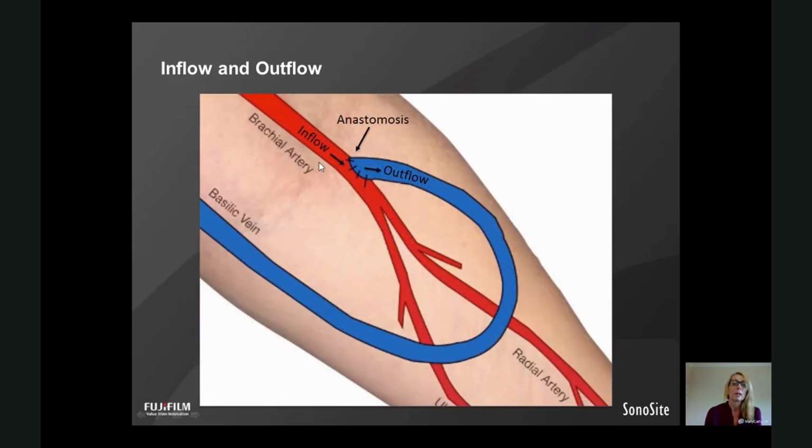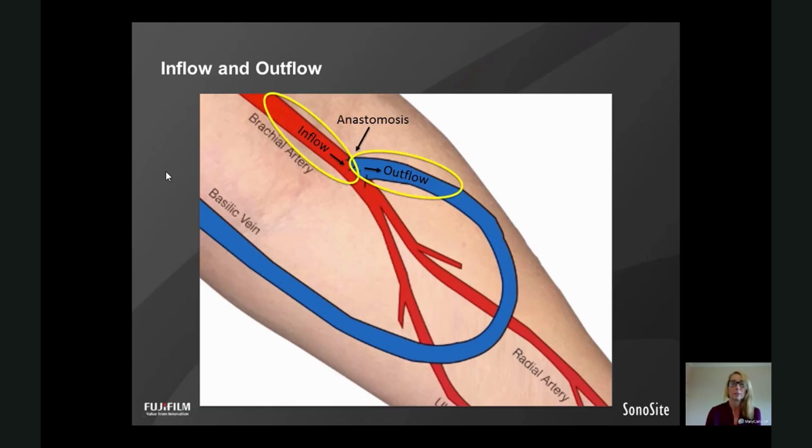So on this diagram, you can see that the inflow artery is the brachial artery. It's feeding through the anastomosis, and again, we would continue to call that inflow in dialysis. And then the vein that we would be puncturing for needling and all the way up to the heart would be the outflow.